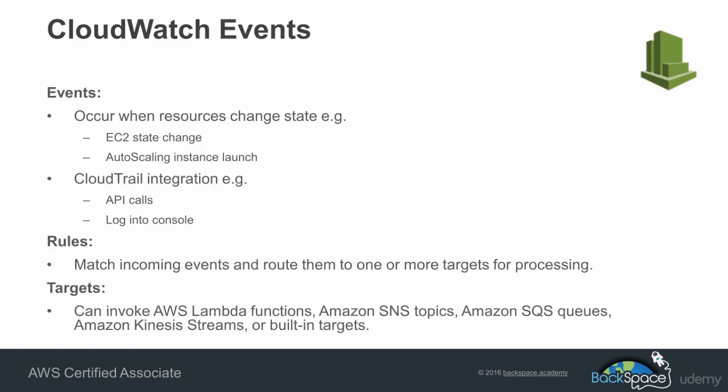Next, we have CloudWatch events. They occur when a resource changes states. For example, it could be an EC2 instance changing from running to terminated. It could be when an auto-scaling group launches a new instance. So that's an event that occurs when a resource has changed.